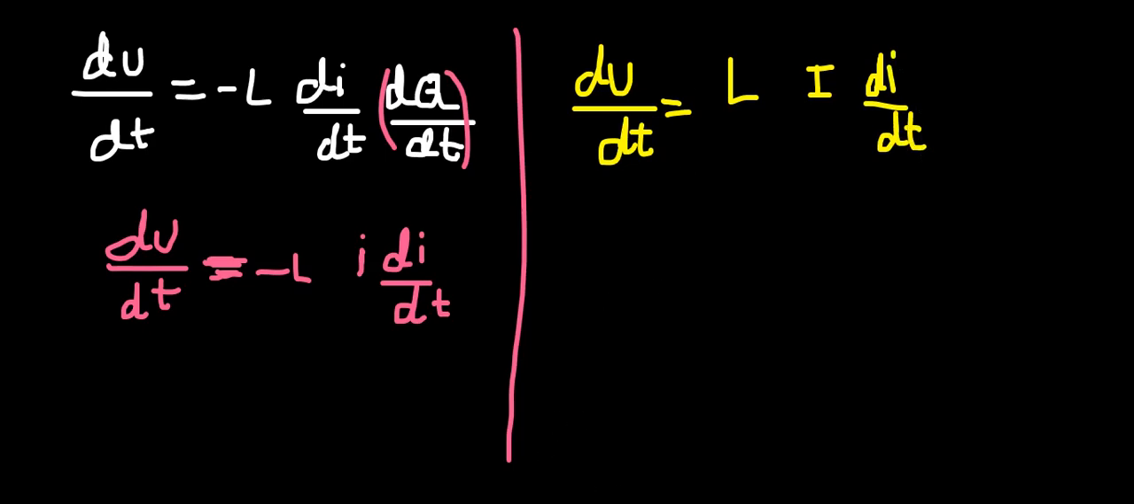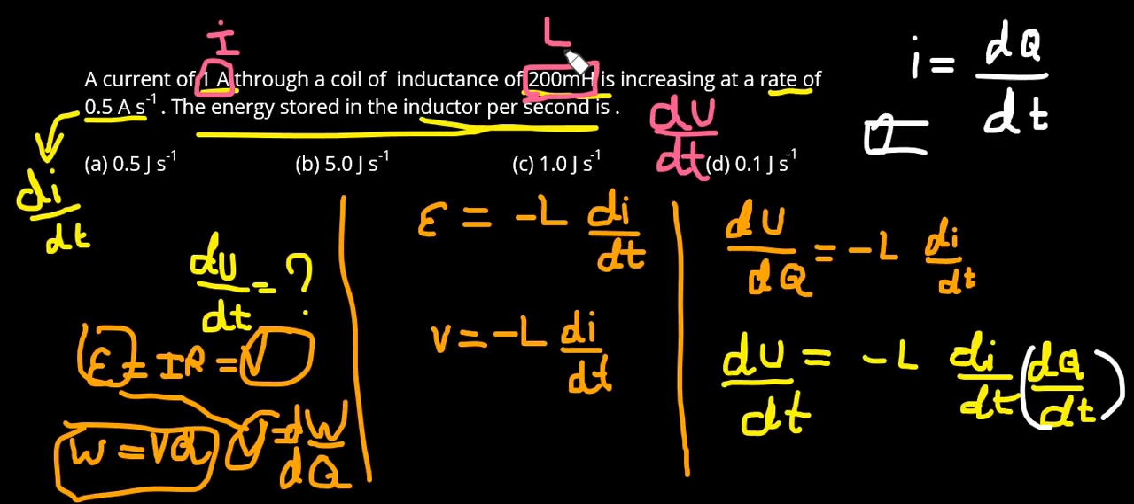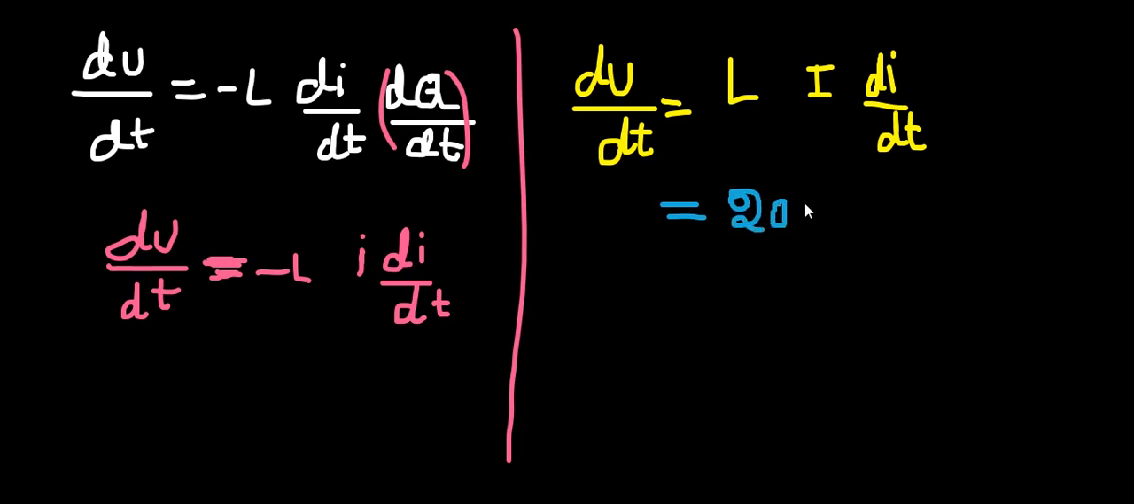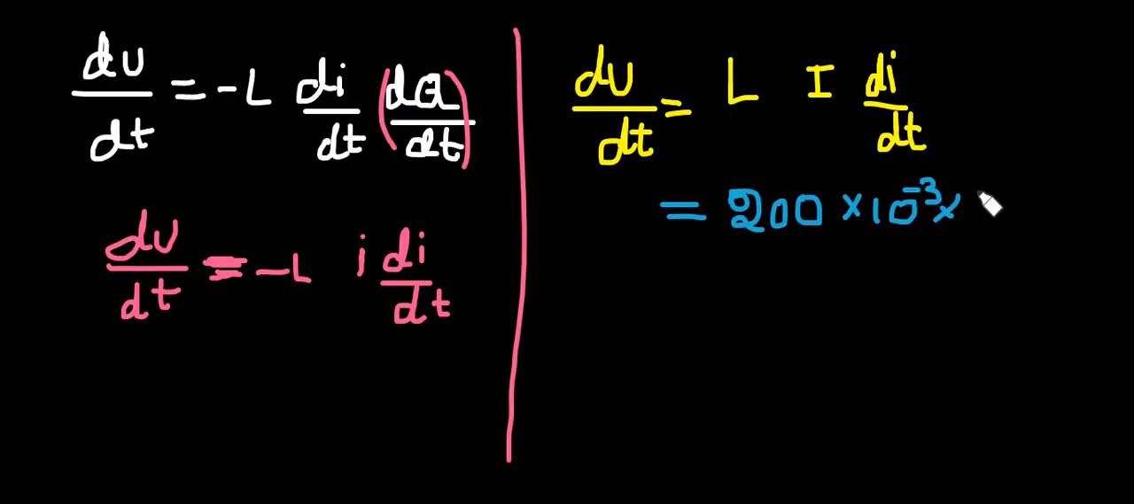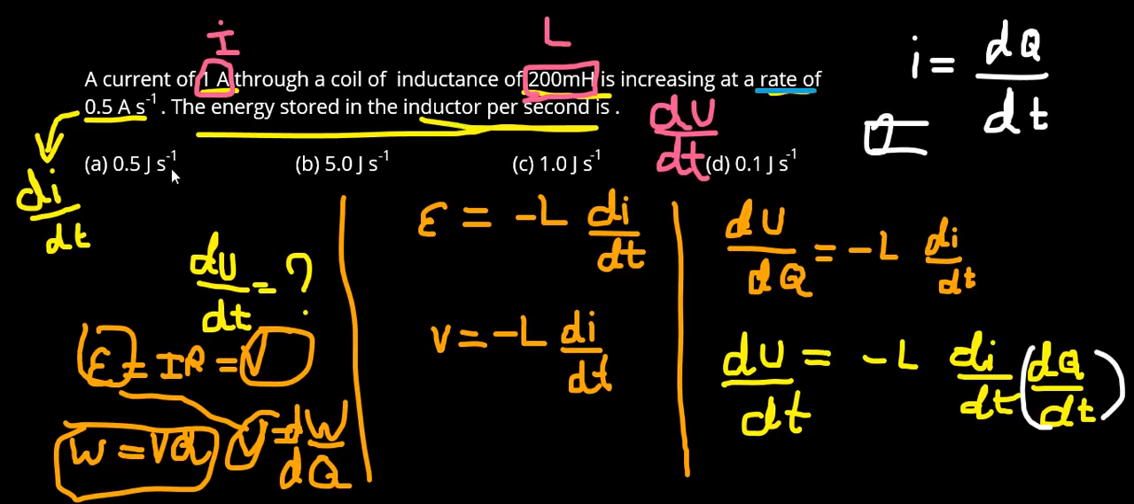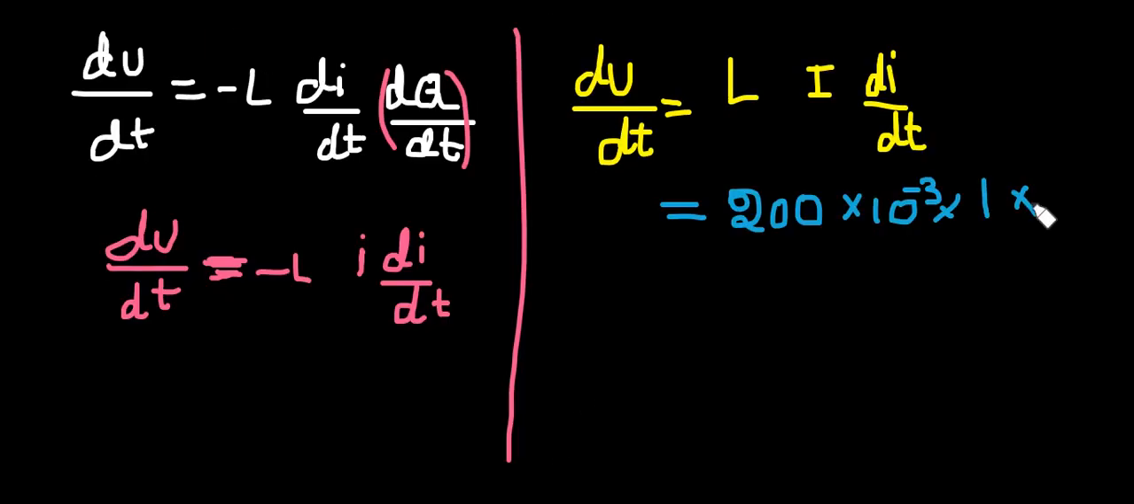Now substituting the values given in the equation: the inductance is 200 millihenry. 200 milli refers to 10 power minus 3, we know that, right? Into the current, which is 1 ampere here. Substituting 1 here, and the rate of change of current di by dt is 0.5. So this is the value for finding du by dt.